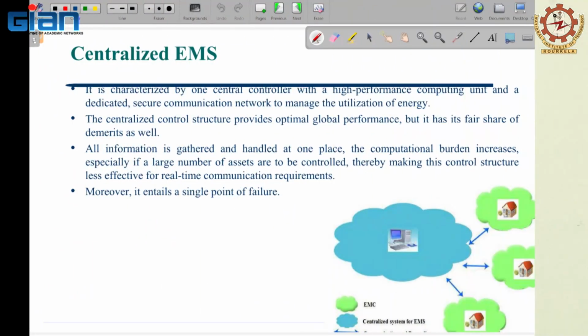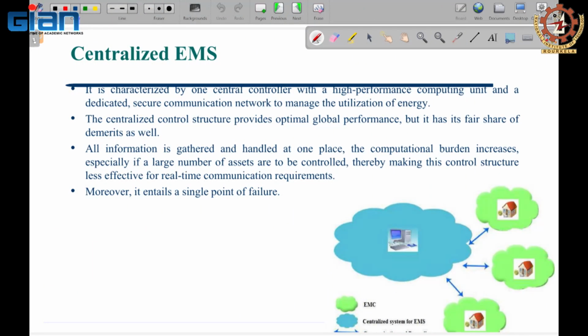So whatever technology is there, we have to motivate, we have to encourage people so that they can really benefit from this technology. And then, as I mentioned, the energy management system can be characterized as centralized or decentralized.